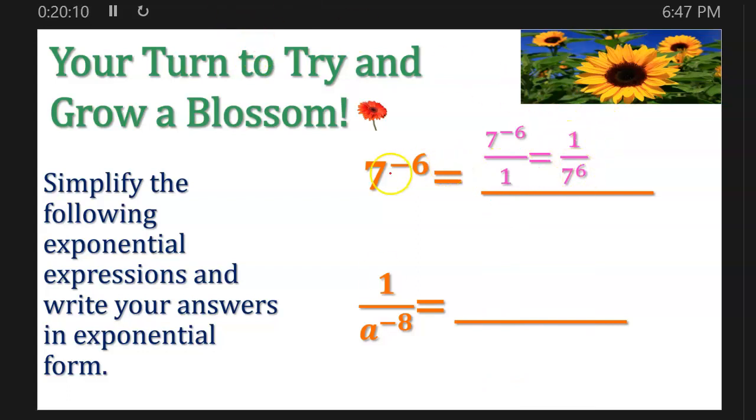So again, we place this number over 1 because it's a whole number, and then we flip it to its reciprocal and get rid of that negative exponent when we do that.